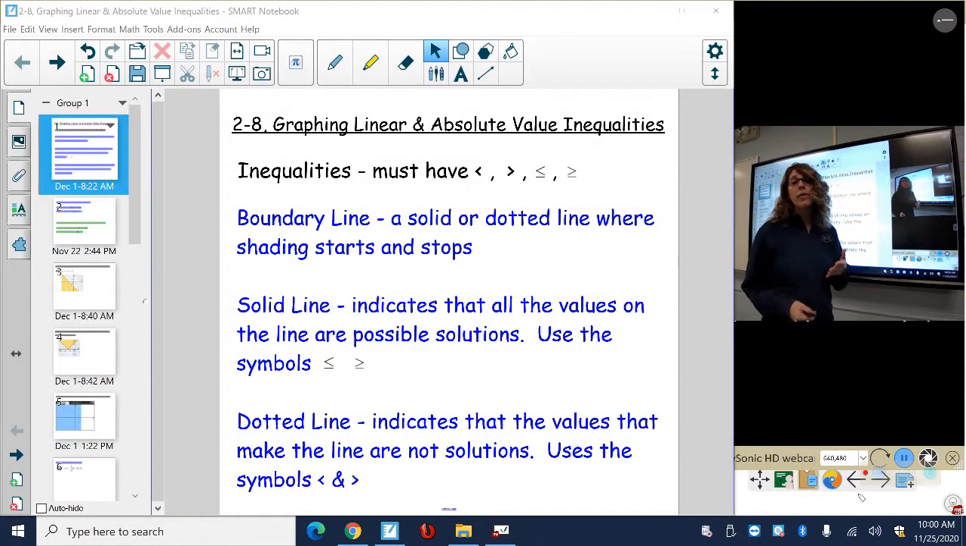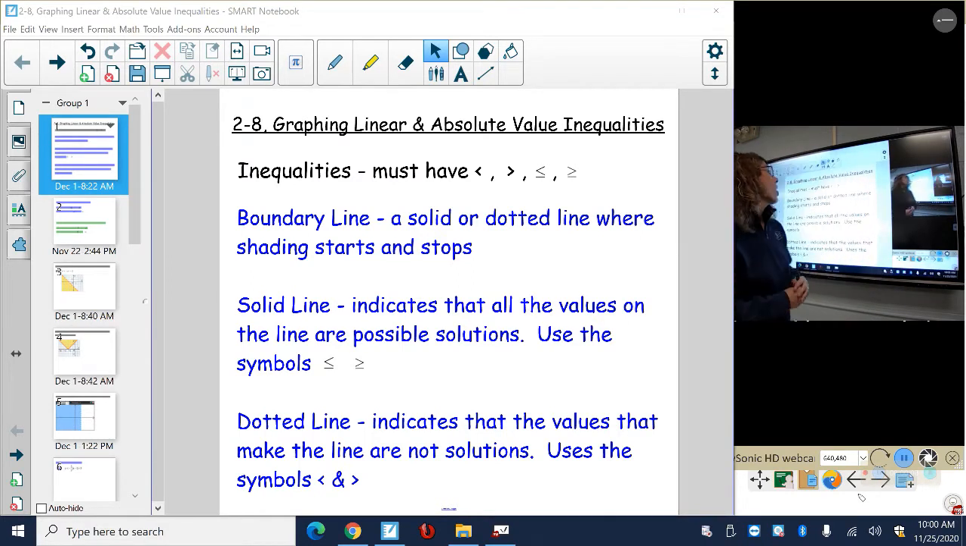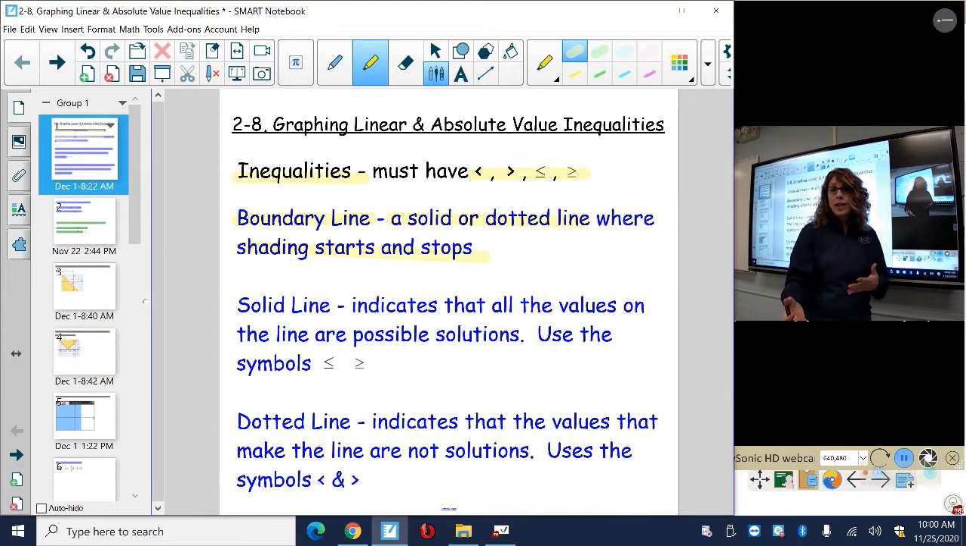Okay, today we're going to be talking about section 2.8, which is graphing inequalities, either linear or absolute value. So pretty much, if you're an inequality, you have these four symbols: less than, greater than, less than or equal to, or greater than or equal to. Okay? A boundary line is either a solid or a dotted line where the shading starts and stops. So that's what makes it an inequality.